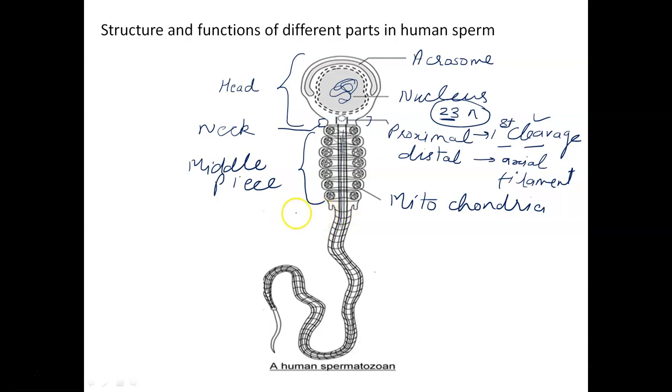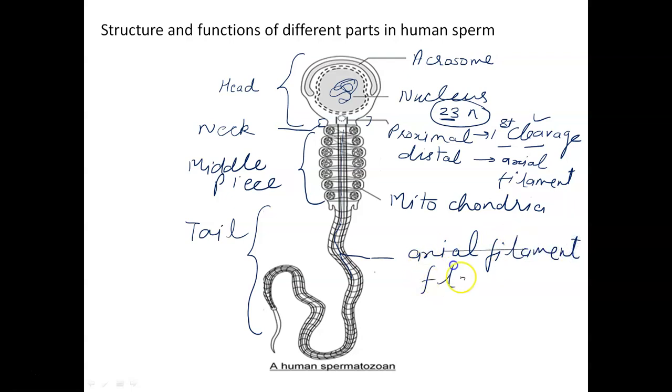Now the middle piece has the mitochondria, and then the tail starts. Starting from this part, the complete part is the tail. The tail has the axial filament, which has the structure of flagella. The flagella structure we studied in 11th standard, that is the 9 plus 2 arrangement. But you can see here, this is the end piece of the tail, and this end piece does not have the axial filament.